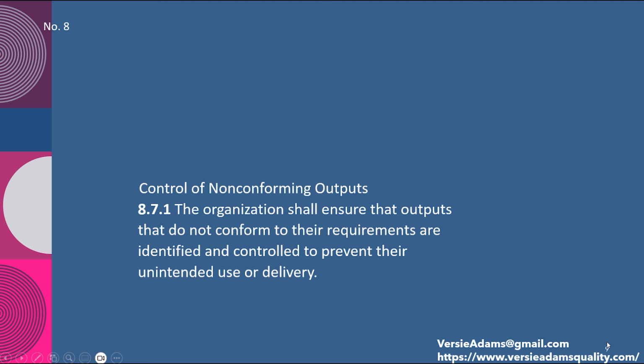Okay, so control of non-conforming outputs. 8.7.1. The organization shall ensure that outputs that do not conform to their requirements.